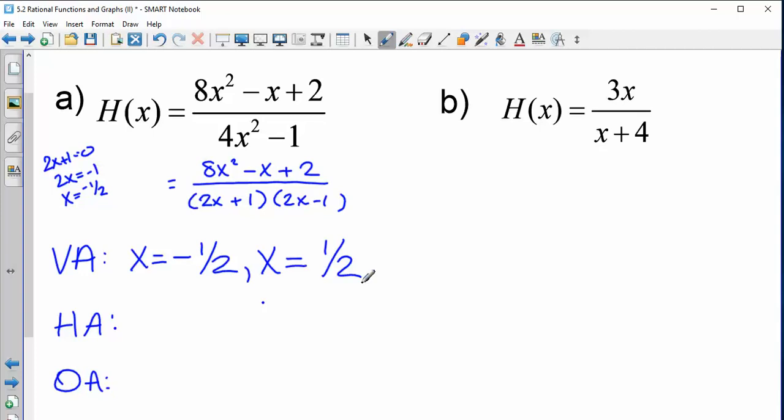Horizontal and oblique. I can't have both, so we just have to decide which one it is. We look at the degree to do that. What's the degree on top and the bottom? If it's the same degree, divide the leading coefficients. So 8 divided by 4, so my horizontal is y equals 2, and that means there is no oblique here.